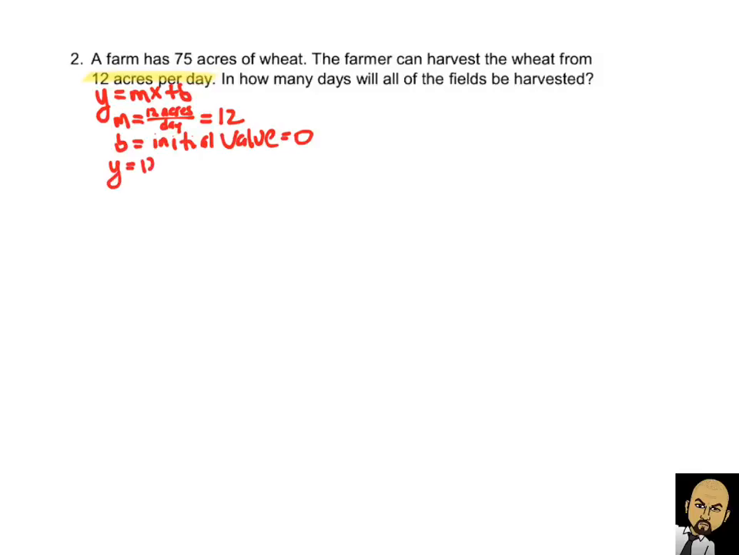And so we have an equation that is y equals 12x, which is a proportional relationship in this case because there is no initial value.